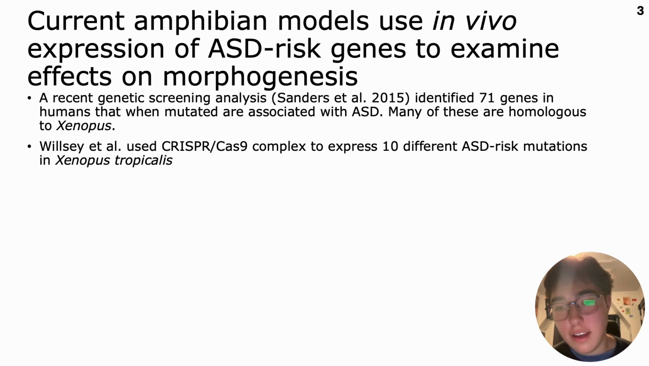So convergently, as I mentioned before, they were using different kinds of mutations on different kinds of genes, and they wanted to see what kinds of phenotypes they led to. Did they lead to the same phenotype? Because these are all associated with ASD, but in the tadpole, do they actually lead to the exact same thing?